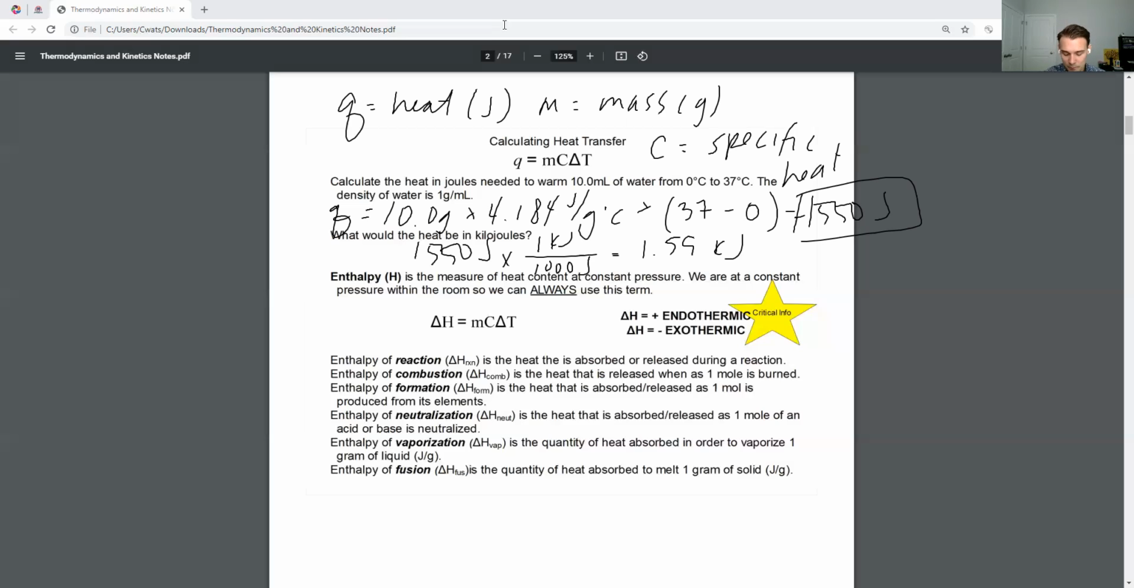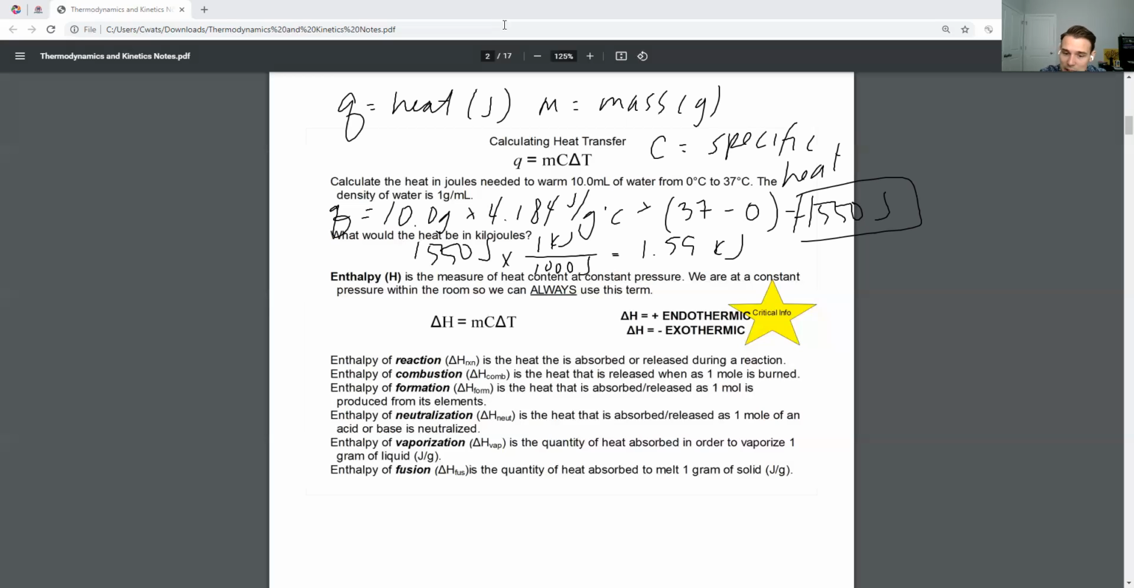So that's enthalpy. There are very many different types of enthalpy, and they all mean something different. So I'm just going to read through these and explain about them a little bit. You just have to be familiar with them. The most common one is the enthalpy of reaction. You see delta H sub Rxn is the heat that is absorbed or released during a reaction. That's just general delta H.